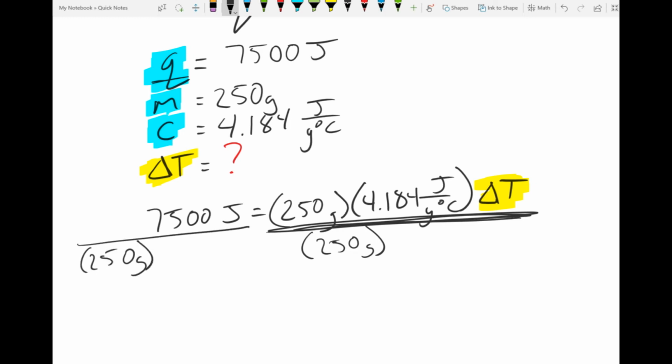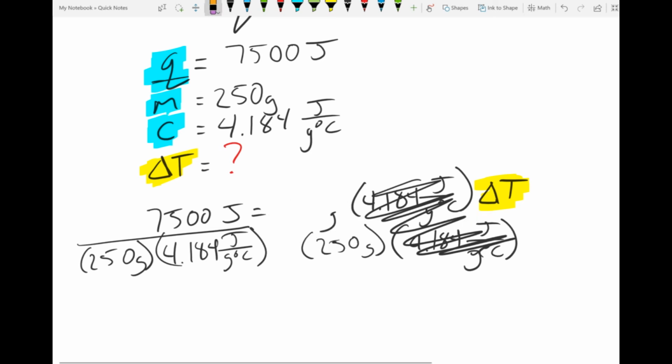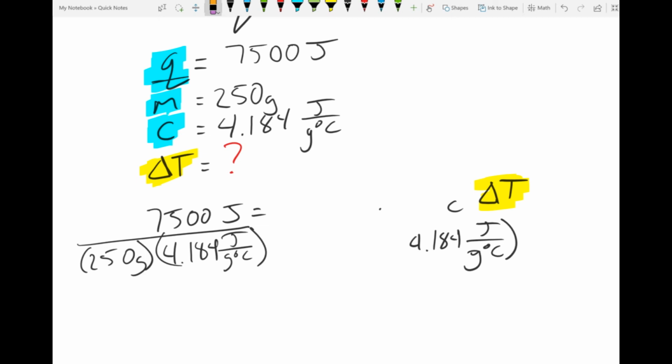So 250 grams on both sides. This is going to be canceled out. And then we also need to divide by 4.184 joules per gram degrees Celsius on both sides as well, so that we can finally get our delta T on its own. Now in doing so, again, everything else except for the delta T is going to cancel out. And here I'm going to show that. But what I'm going to do to mop this up a little bit is take the delta T and write it over here on the equal sign.